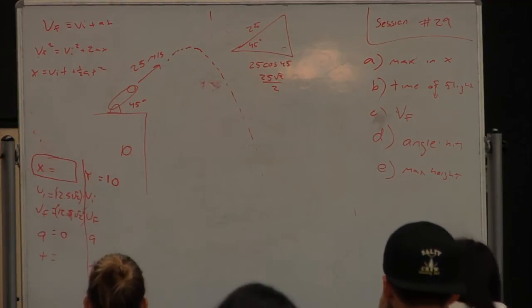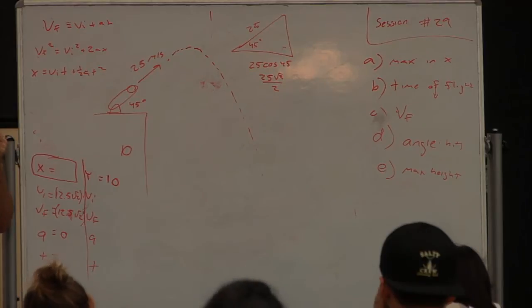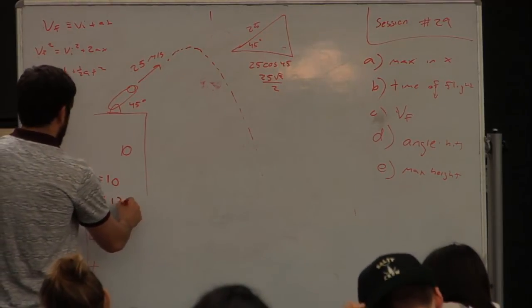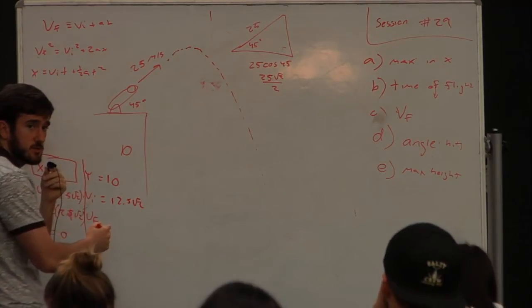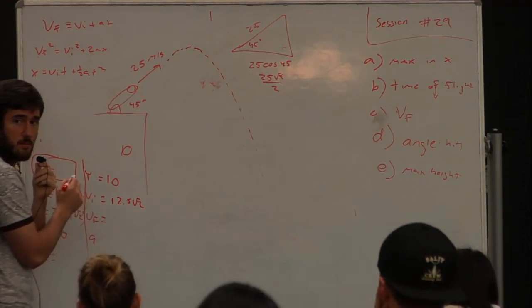Because it's accelerating. So you brought up a good point. Whenever it asks for a final velocity in the y direction, it's not going to be 0. It's going to be right before it hits the ground. Don't ever just put 0. All right, so do we know what our final velocity is?